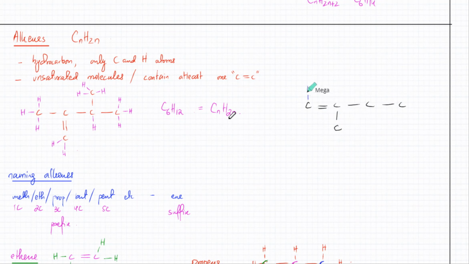And you can add the hydrogens. This one will have 2 hydrogens. This one over here will have no hydrogens. This one will have 3 hydrogens. Each carbon atom should make 4 bonds. So that's what an alkene is.